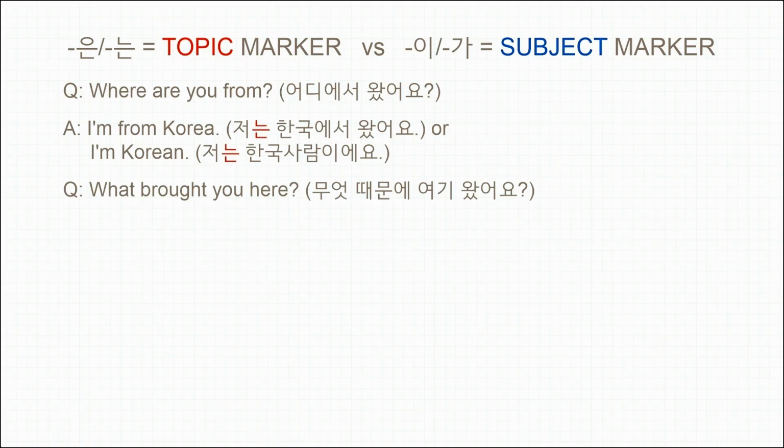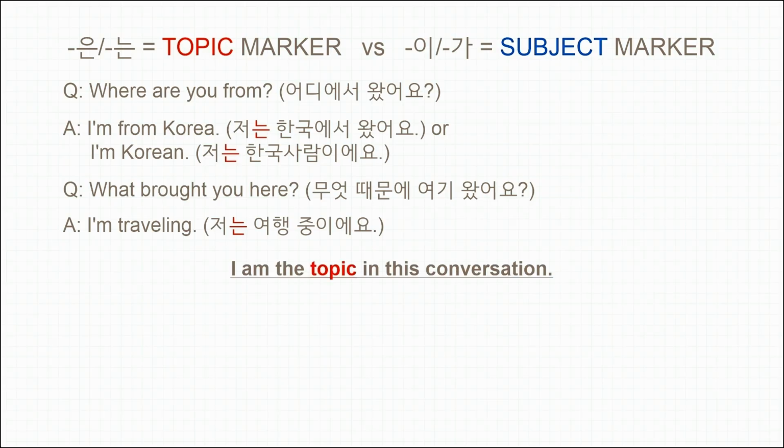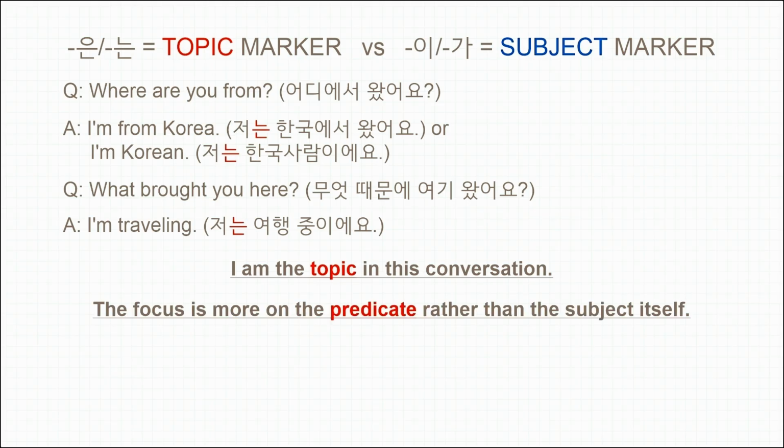Then this person continues asking, What brought you here? 무엇 때문에 여기 왔어요? And I respond, I'm traveling. 저는 여행 중이에요. In this conversation, I am the topic. We're talking about me, so I keep saying 저는. Of course, I'm the subject in these sentences, but the focus is more on where I'm from or what I'm doing here. Therefore, these sentences emphasize the predicate rather than the subject itself.